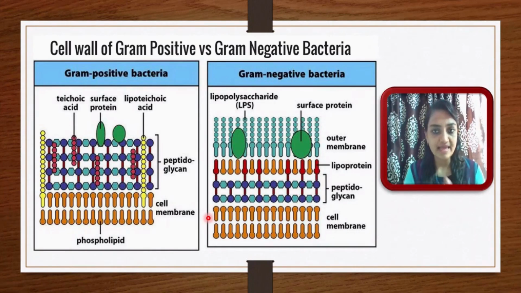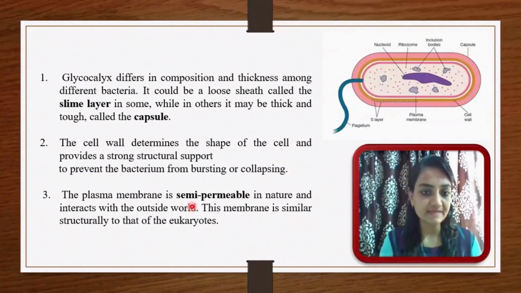So this is the basic difference between gram-negative and gram-positive bacteria, and that's why they will stain differently. So now let me summarize.